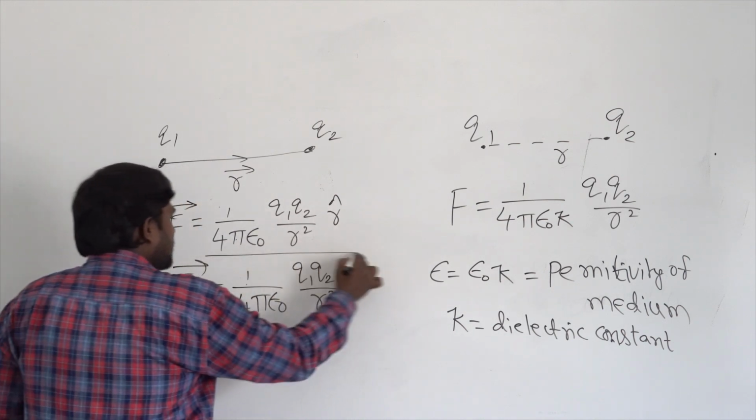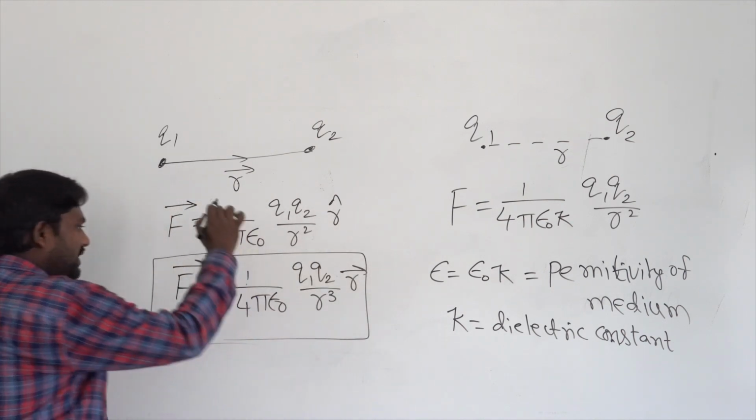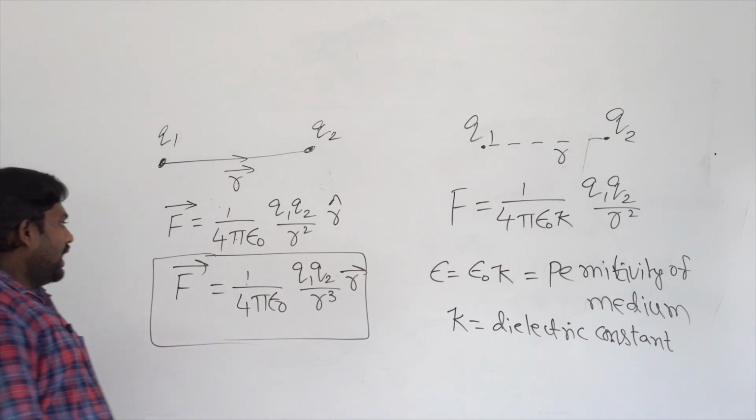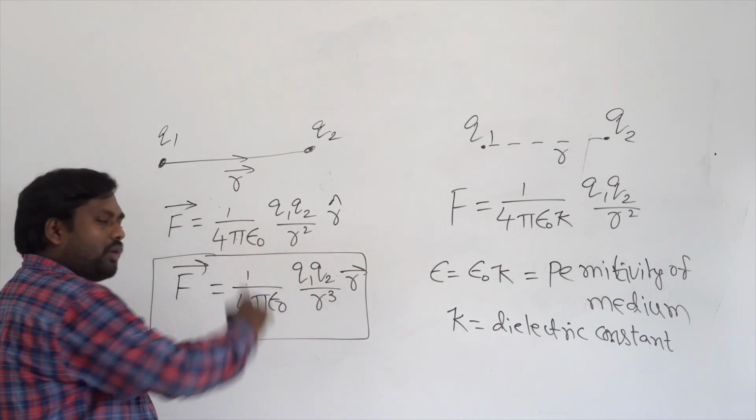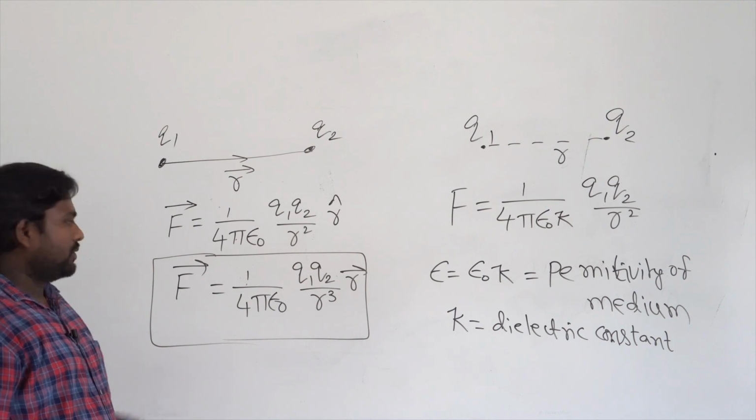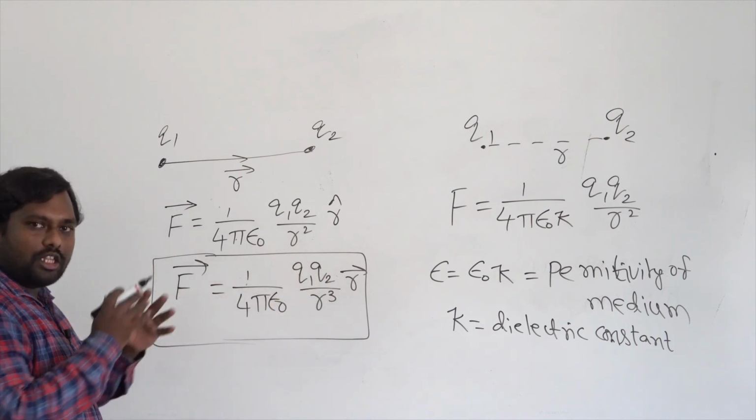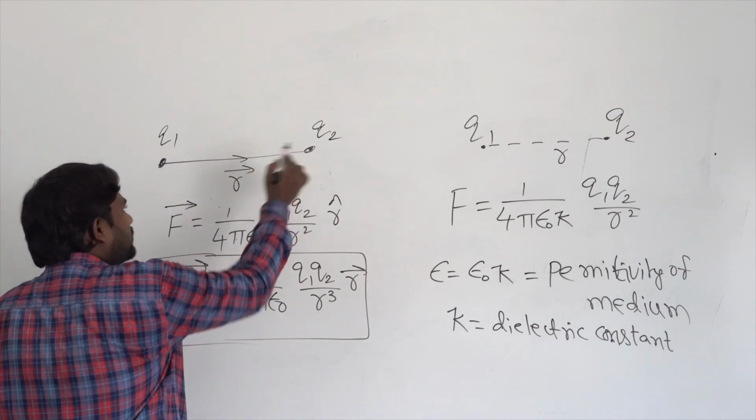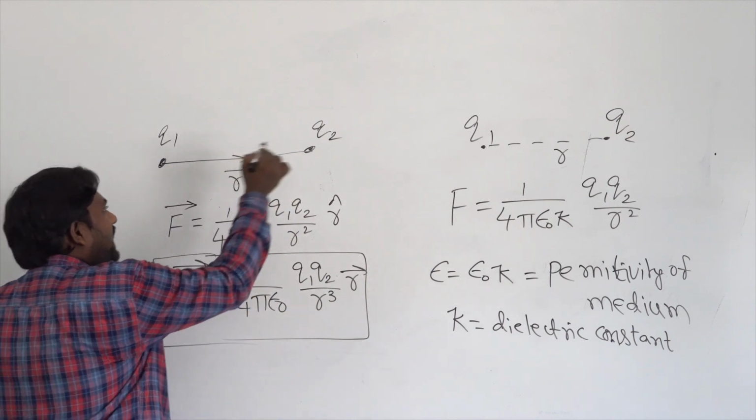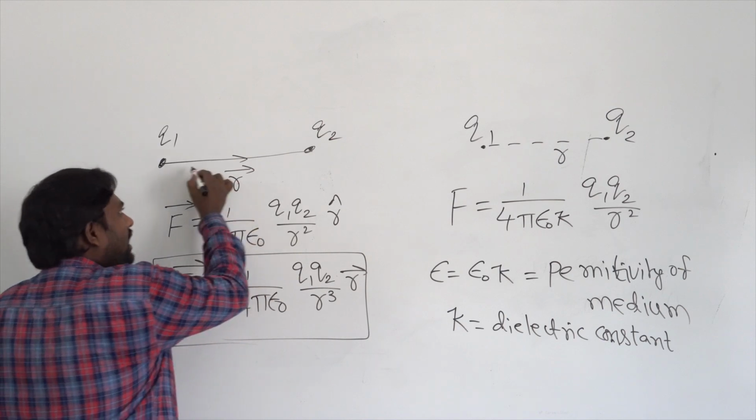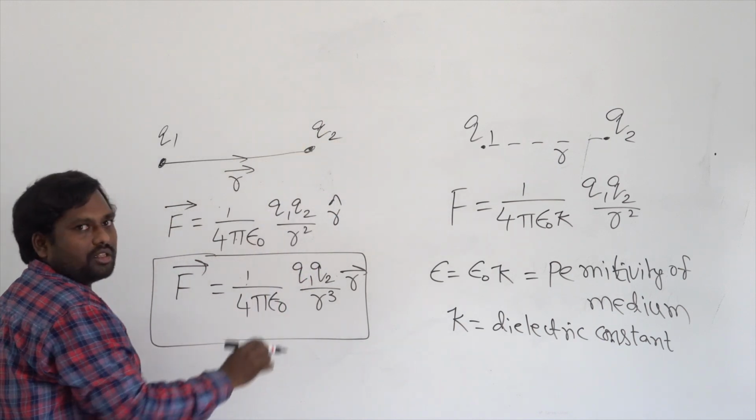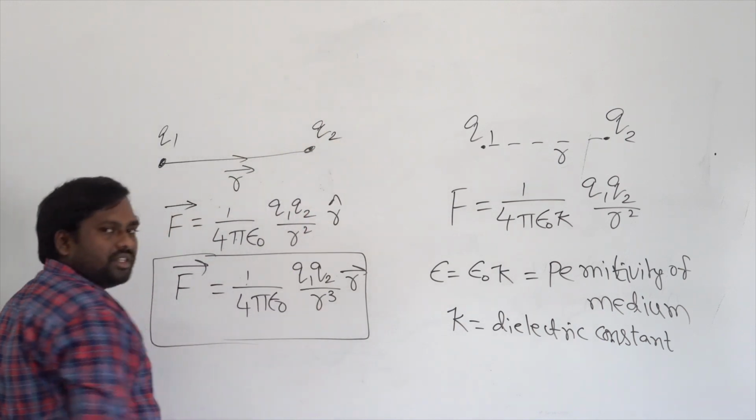This is Coulomb's law in vector form. Here we can see that if q1 and q2 are both positive, then you will get the force along the direction of r bar. That means if these two are positive charges, this particle exerts a force on this particle along the direction of position vector r bar. That is a force of repulsion.